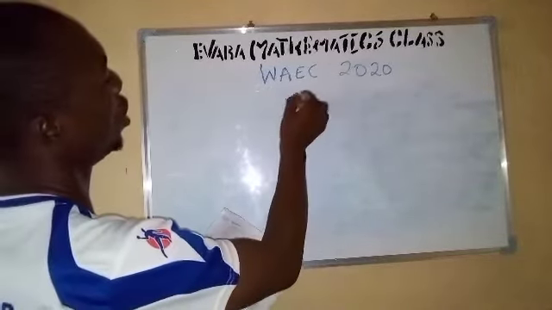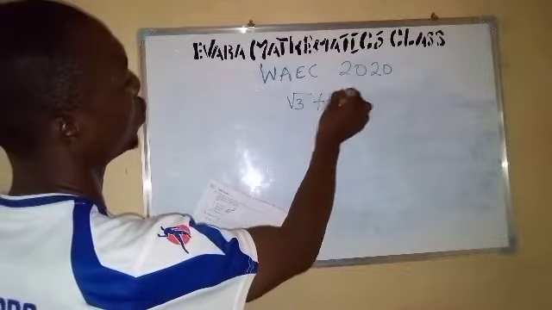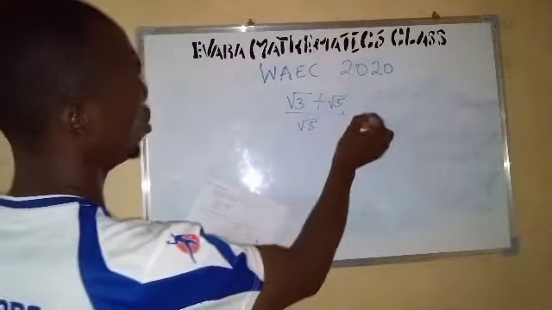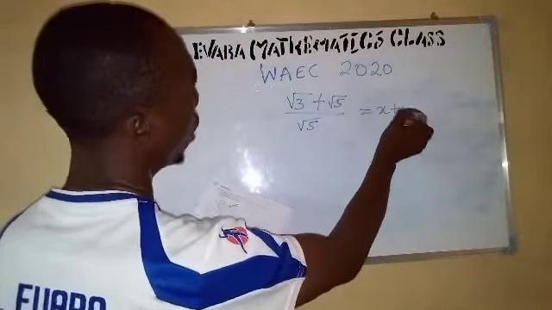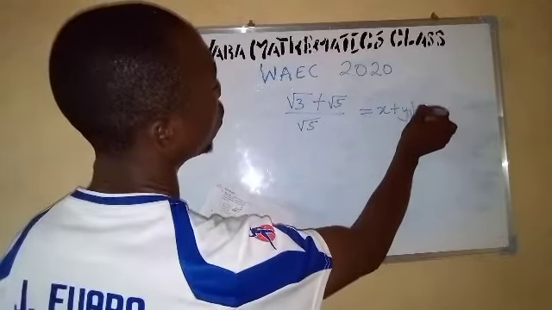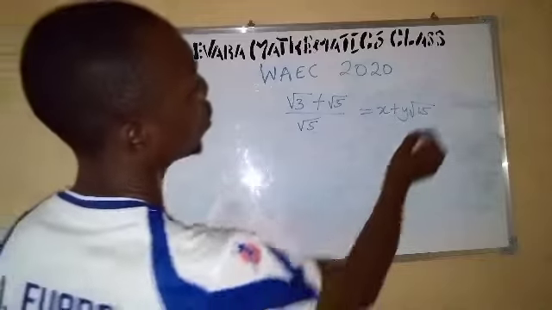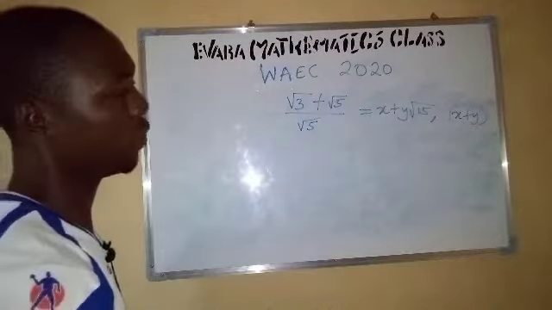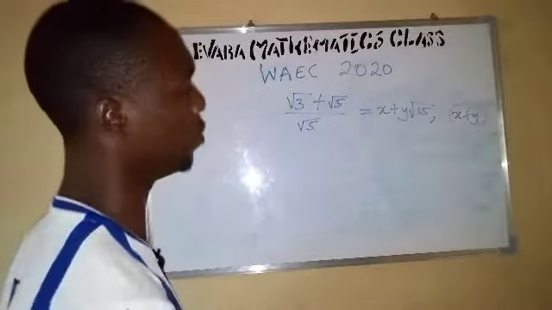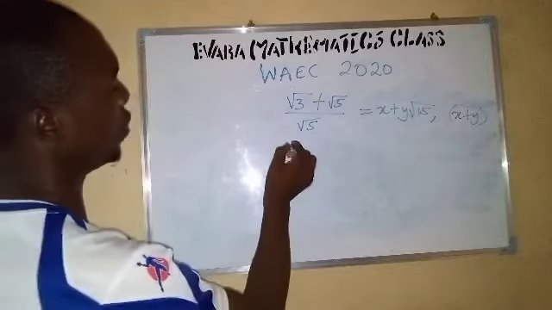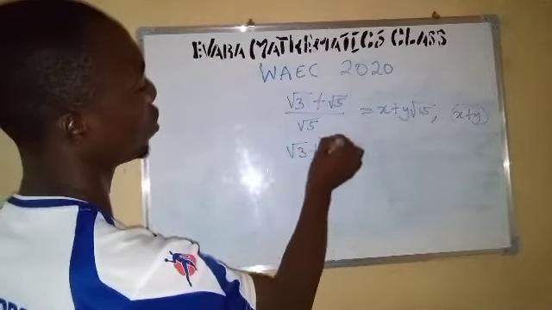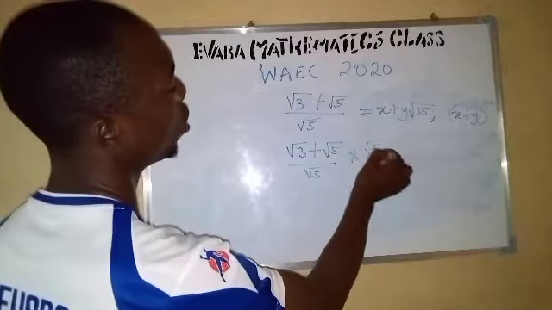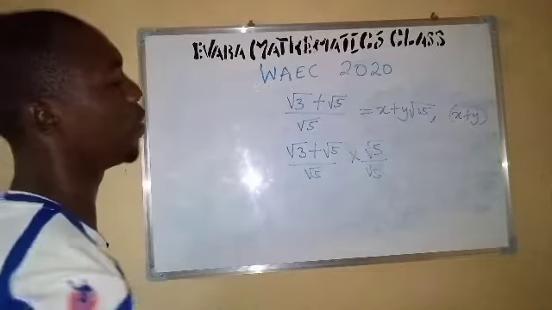We are given that root 3 plus root 5 over root 5 is equal to x plus y root 15. We are asked to find the value of x plus y. So that means we first of all get the value of y, get the value of x, then we'll add them together. This is rationalization. We rationalize this surd. How do we rationalize? We multiply both numerator and denominator by this root 5.